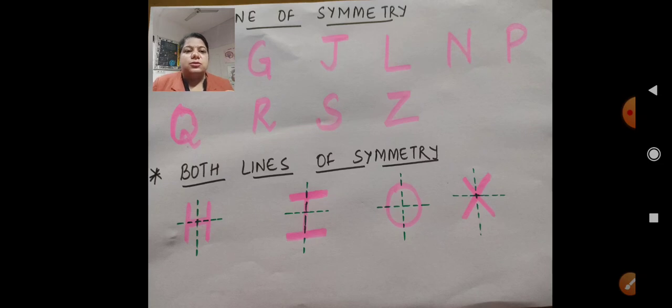So this was all about the symmetry of English alphabets. Hope all of you have got it.